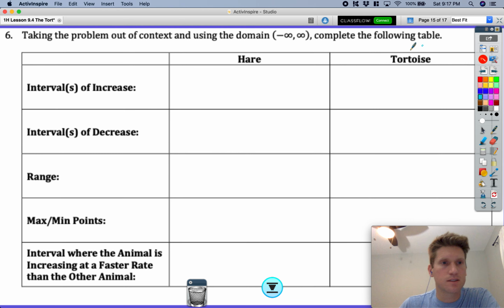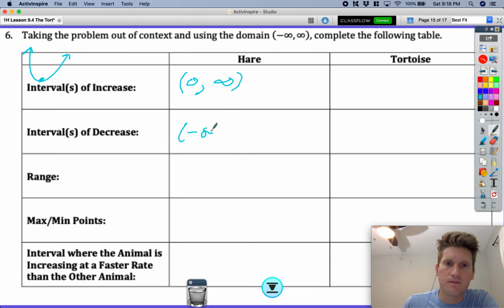So if I were to look at the Hare, for intervals of increasing, his was the parabola that looked like this, okay? So this is the Hare, and it goes down, and then at 0, it starts to pick up. Remember, at a specific point on a graph, we can never tell if it is increasing or decreasing, so we'll always put a parenthesis, not a bracket. So from 0 to infinity, he's increasing, while from negative infinity to 0, he is decreasing.